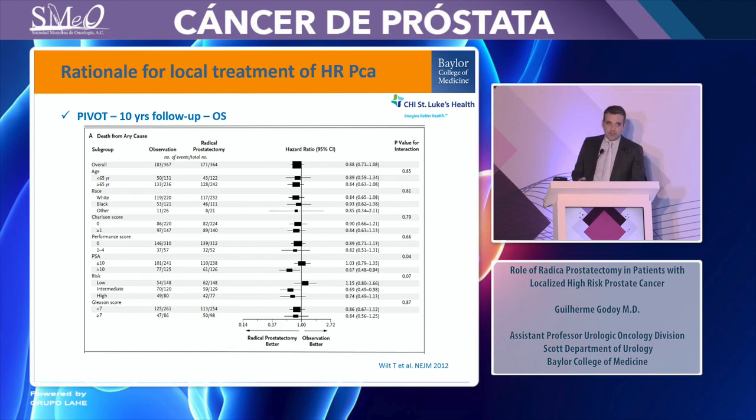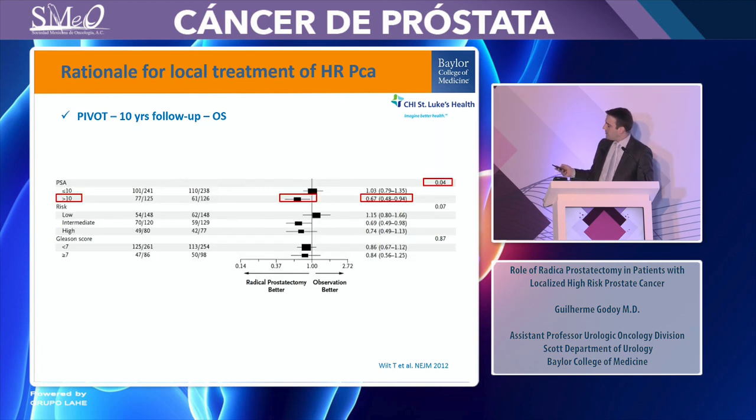The PIVOT data you guys are very familiar with shows the comparison between radical prostatectomy versus observation in patients with prostate cancer. So this includes all stages, not only the high-risk ones, but you can see this forest plot on the overall survival, and I'm going to zoom this table so we can focus on the area of interest here. You can see that the PSA, the risk groups, and also the Gleason score, they all trend towards a benefit of intervention versus observation.